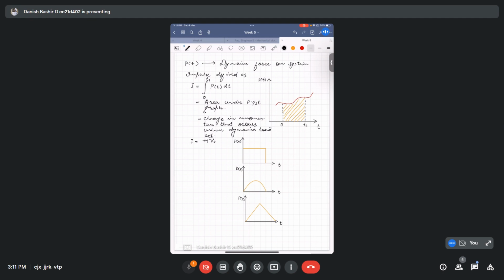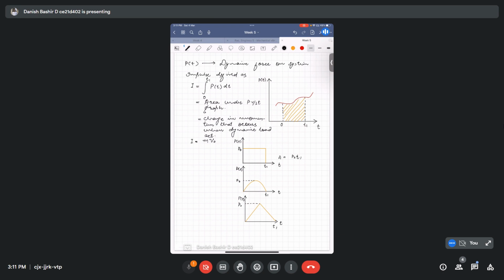If you assume that the peak of all these three pulses is the same, the peak force is P naught. For the sine graph also, it attains the peak value of P naught, and the triangular pulse's apex attains the value of P naught. So all these pulses will have different areas. All these pulses have the same time duration, t1. If you find the area of each pulse, for the rectangular one it will be P naught t1.